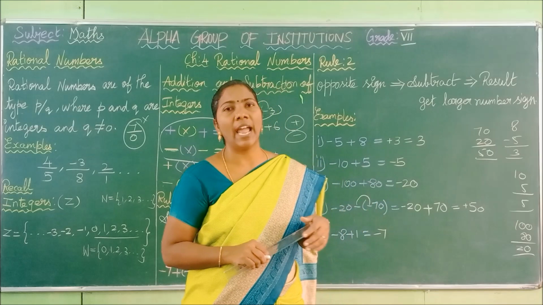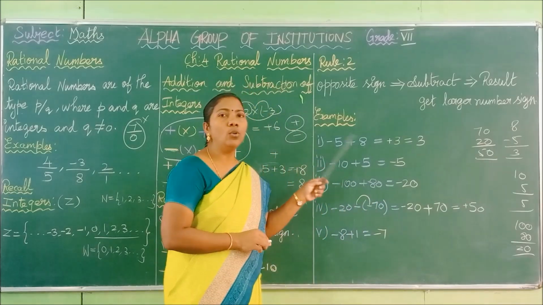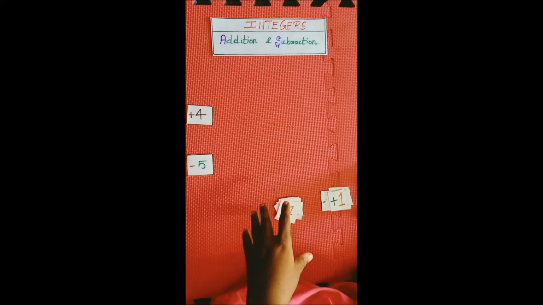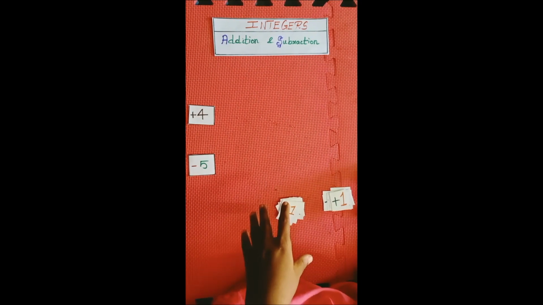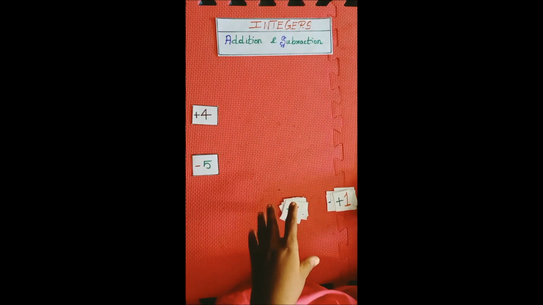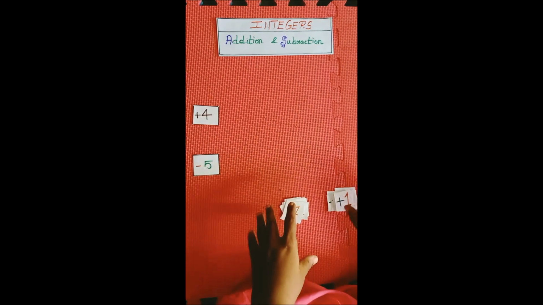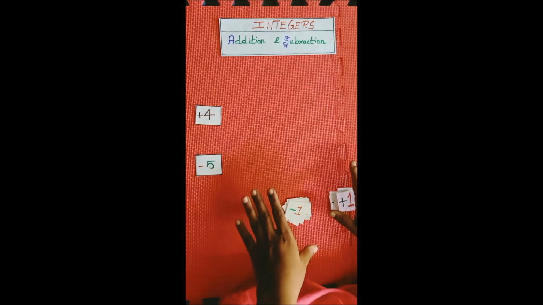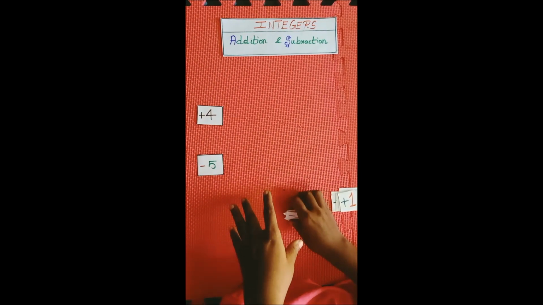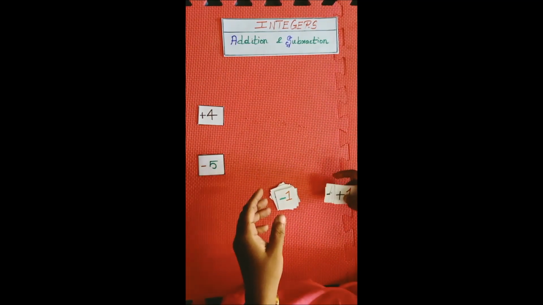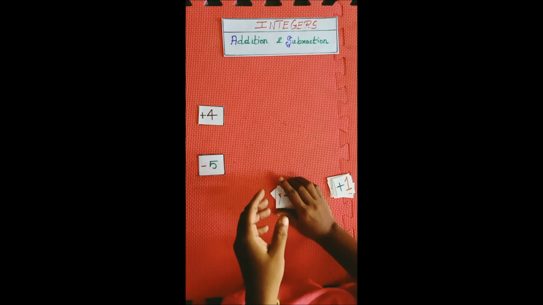Let us see one activity for rule 1 and rule 2, that is, addition and subtraction of integers. My dear children, by this activity you are going to learn integers, addition and subtraction. By this activity you can easily get a clear understanding of the concept. For this we are going to use some negative ones and positive ones. How are we going to use this minus 1 and plus 1?